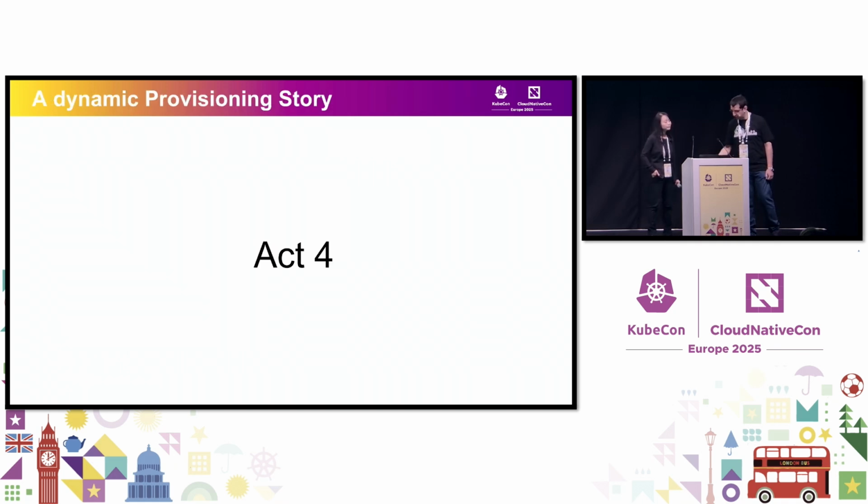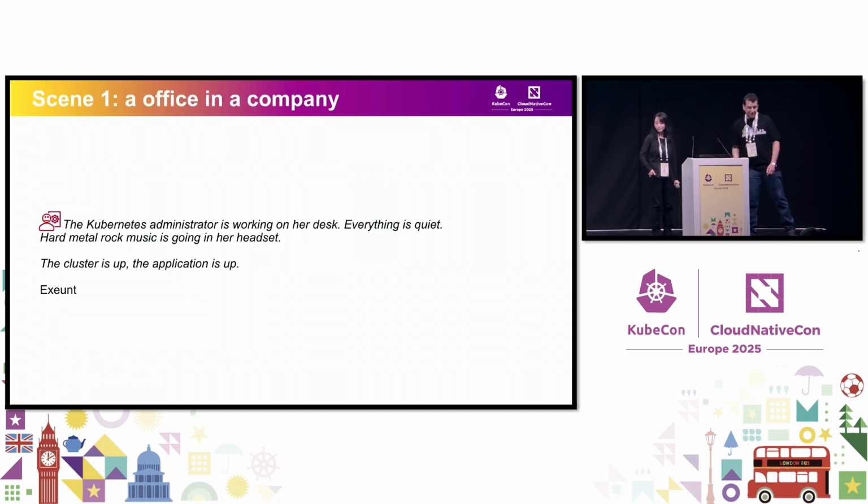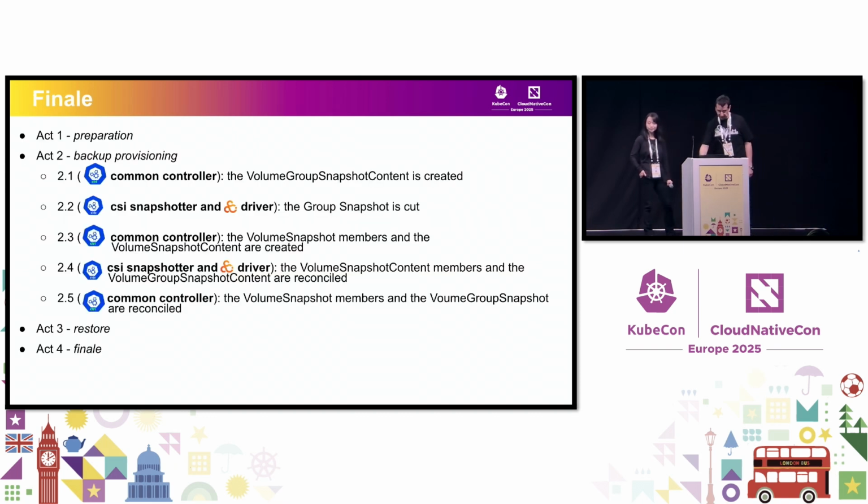Act 4. The world is quiet and beautiful, and we finished. And that's it. So this is how dynamic provisioning works. And as you can see, it is teamwork. It is not just one software component doing the magic. It's collaboration. So the most important thing here is the communication between all these software components. This is more important than the actual implementation.